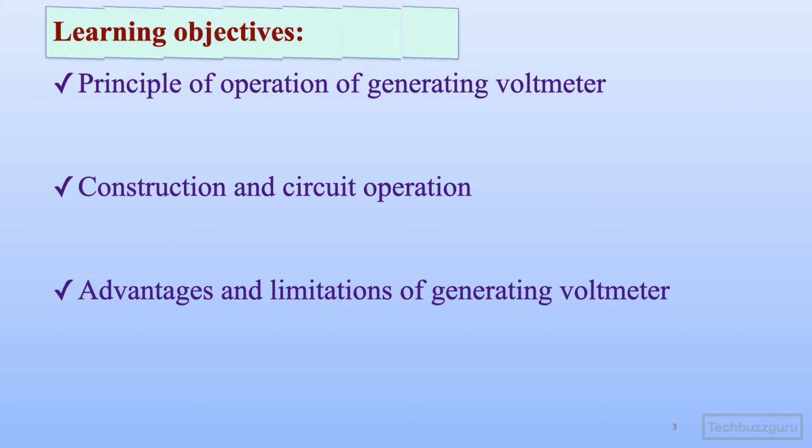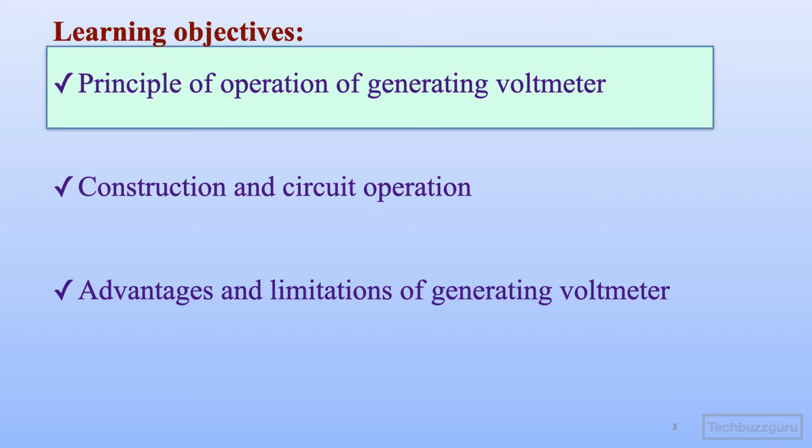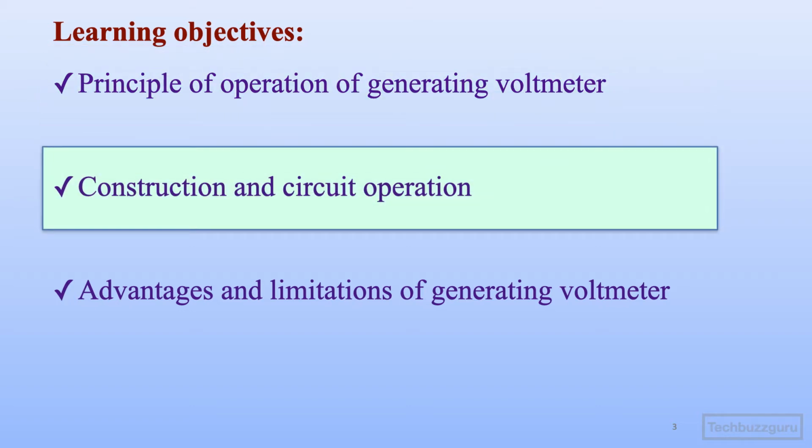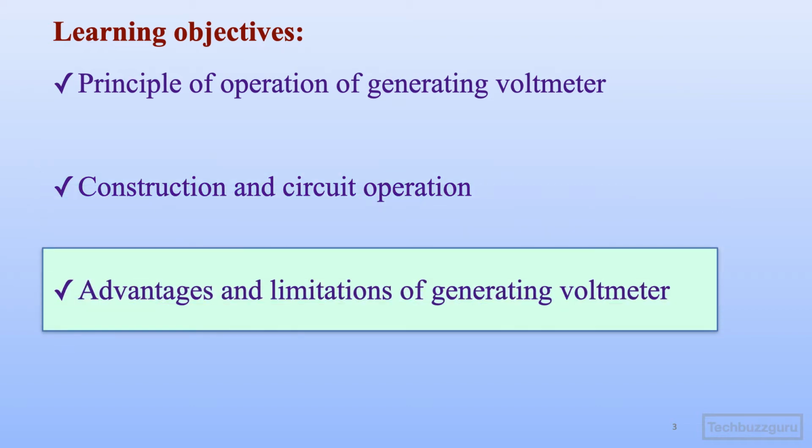The learning objectives that are set forward for this particular topic are to understand the principle of operation of generating voltmeter, to discuss the construction and circuit operation of generating voltmeter method, and finally to take a look at the advantages and limitations of generating voltmeter.